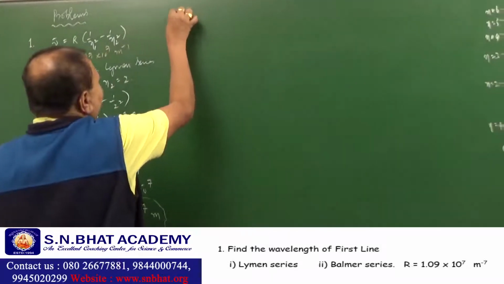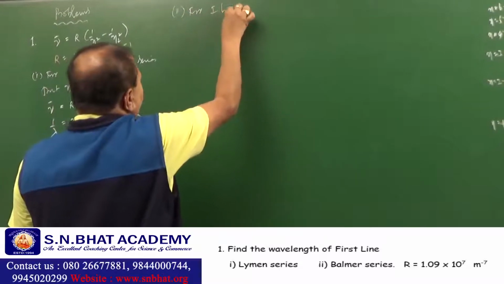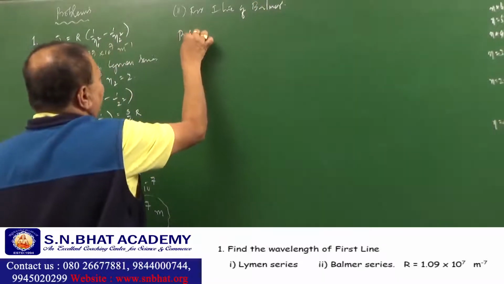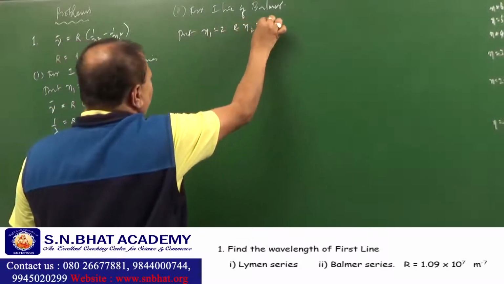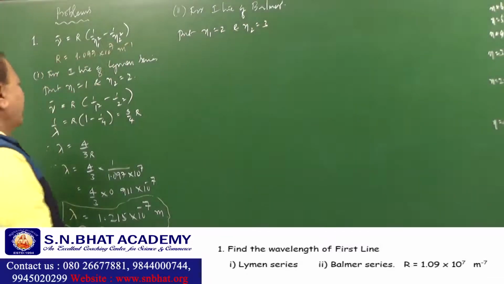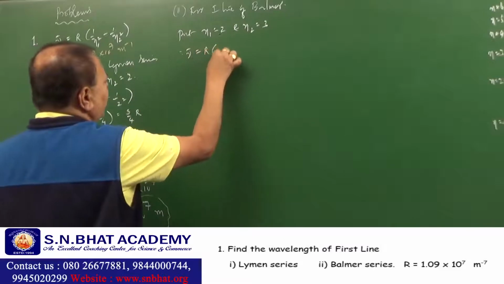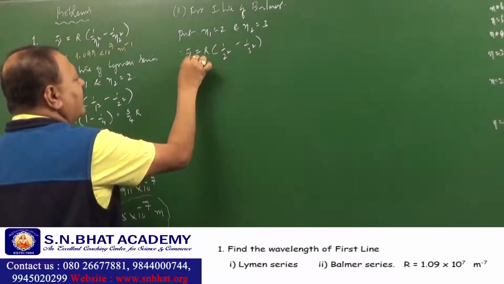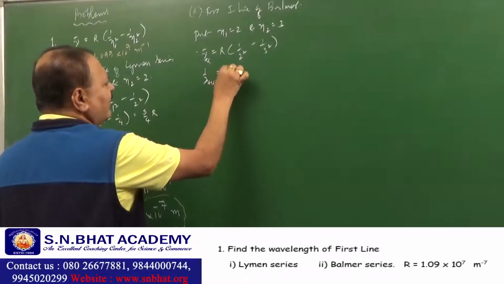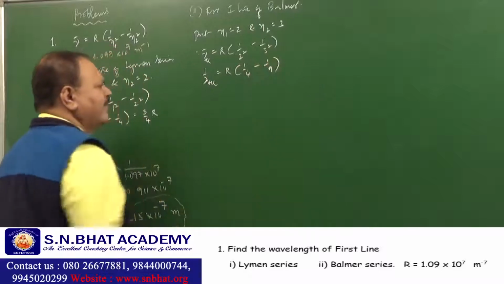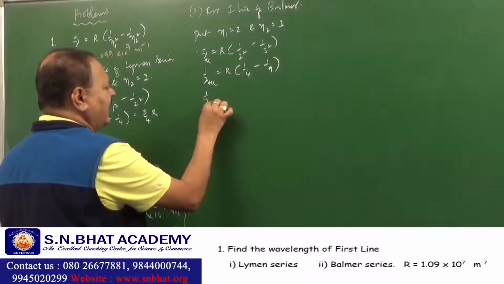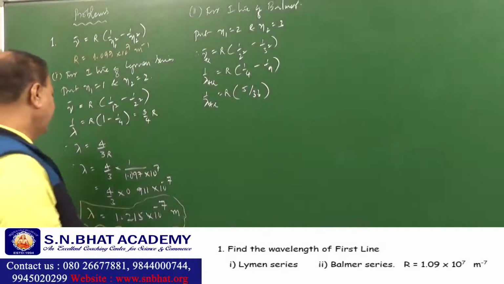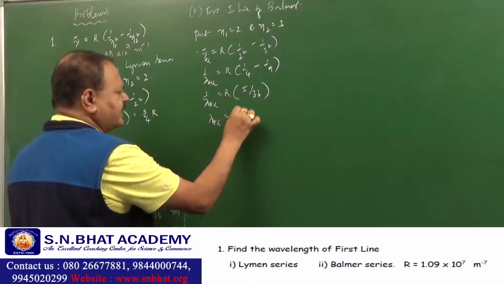Now come to the second one, for the first line of the Balmer series. Put n1 is equal to 2 and n2 is equal to 3. You know this is the H alpha line. Then the formula becomes nu bar is equal to R into 1 over 2 square minus 1 over 3 square, and this is 1 by lambda. Write this as H alpha, because the first line is called H alpha. R into 1 by 4 minus 1 by 9, and therefore 1 by lambda H alpha is equal to R into 5 by 36. This should be remembered well. Therefore your lambda H alpha is equal to 36 by 5R.